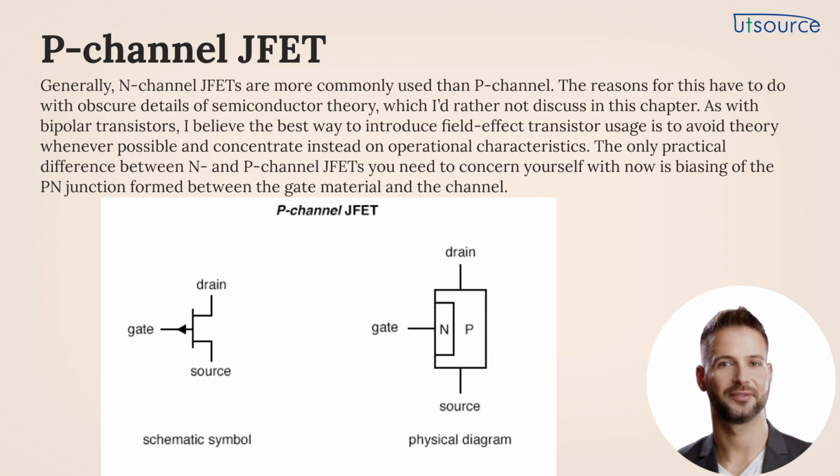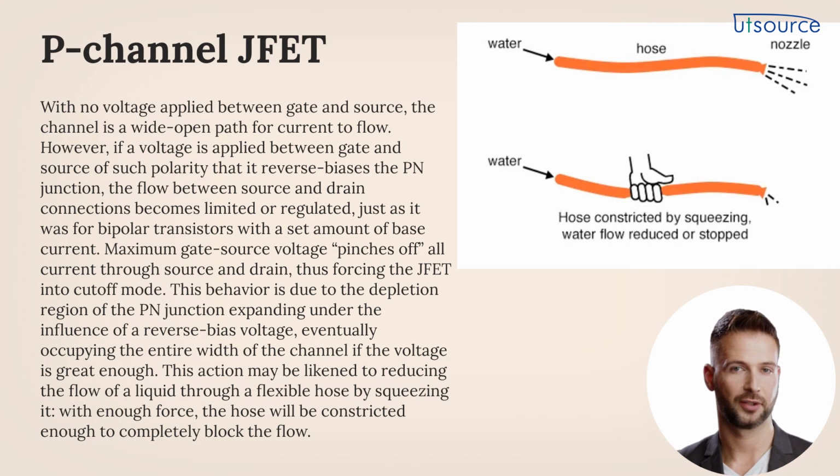The only practical difference between N and P-channel JFETs you need to concern yourself with now is biasing of the PN junction formed between the gate material and the channel. With no voltage applied between gate and source, the channel is a wide open path for current to flow. However, if a voltage is applied between gate and source of such polarity that it reverse biases the PN junction, the flow between source and drain connections becomes limited or regulated, just as it was for bipolar transistors with a set amount of base current.